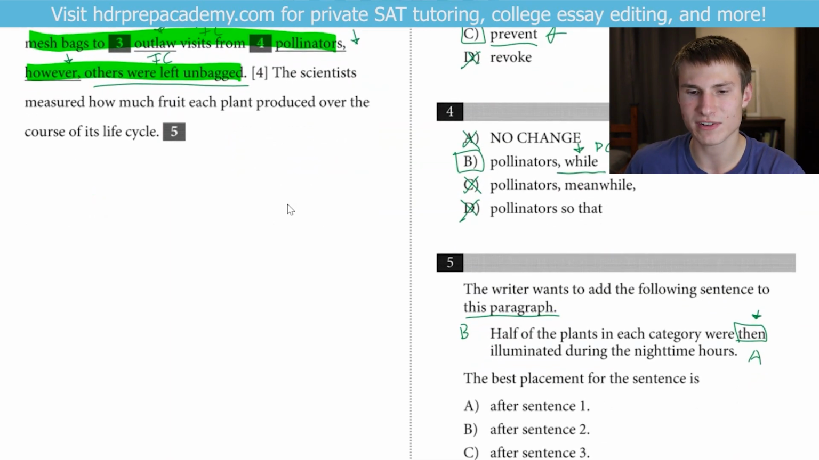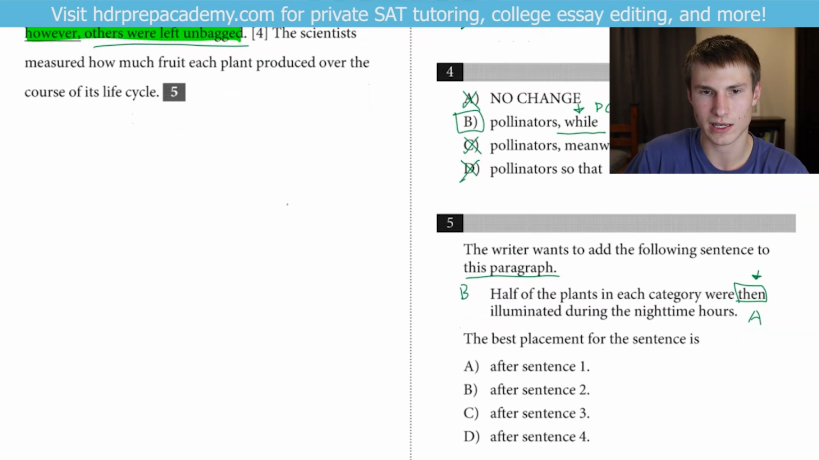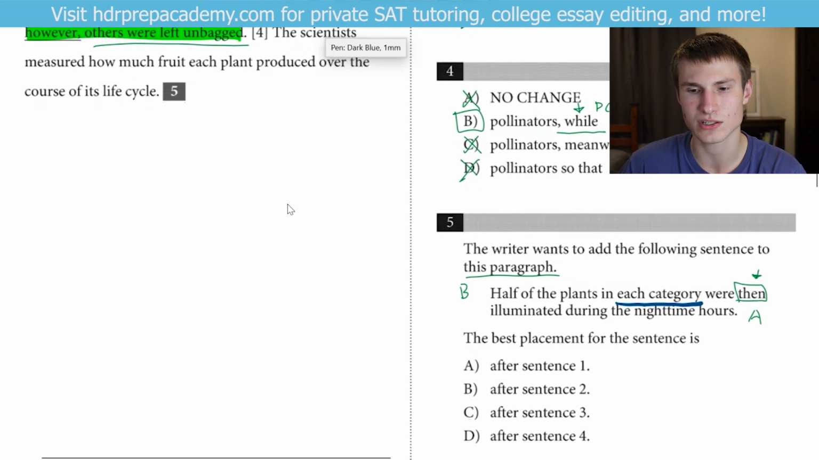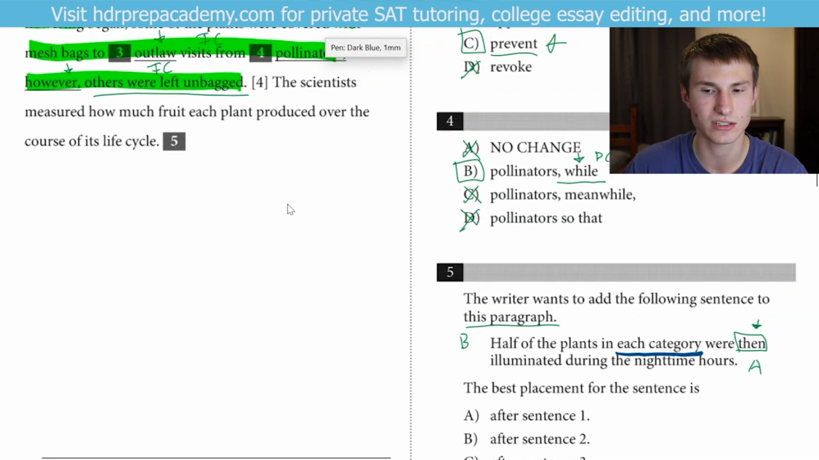Now, if we think about the sentence we have to add, right? Half of the plants in each category, we just described a category, okay? We just described a category right there. So that's why our sentence that we're looking to add has to come after sentence 3 then. Okay, we just discussed the category. Now we're saying half the plants in each category were then illuminated during the nighttime hours.